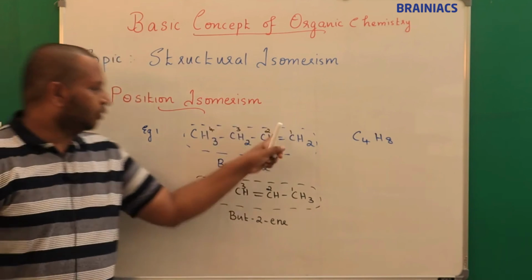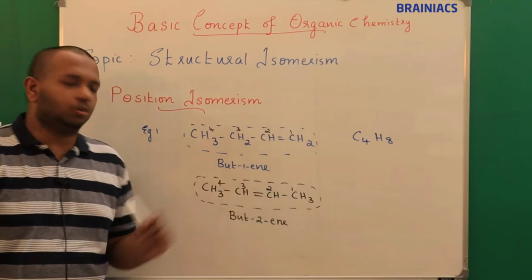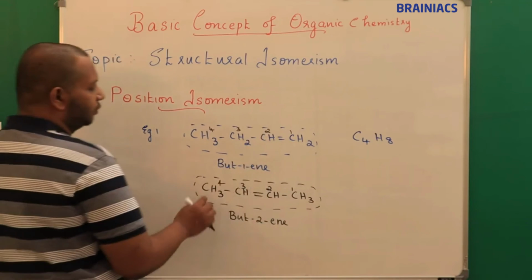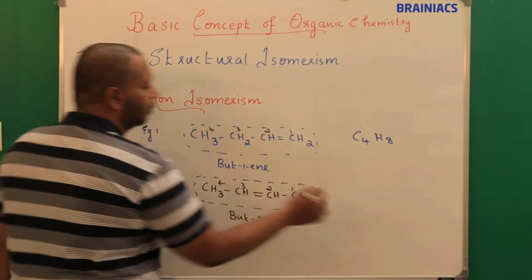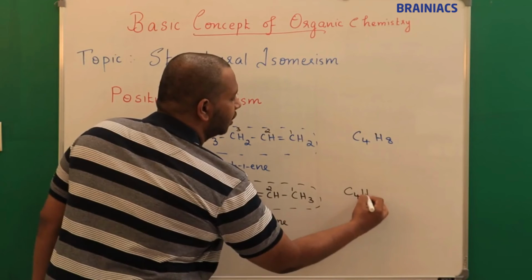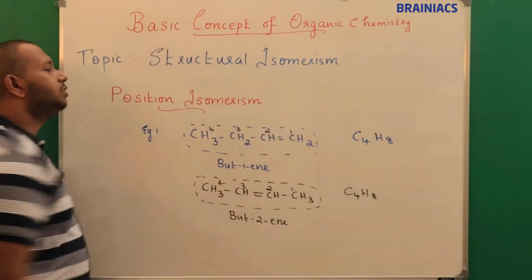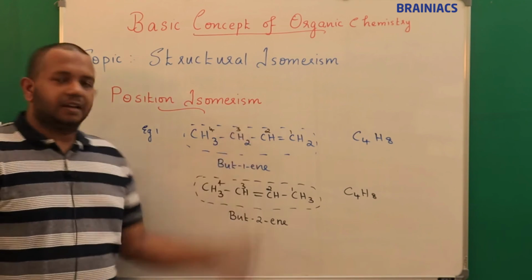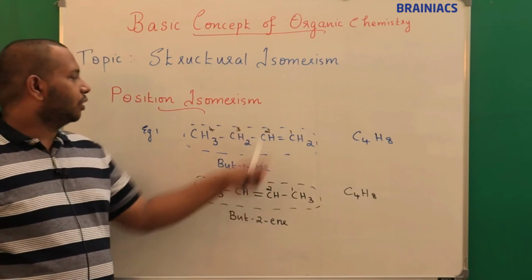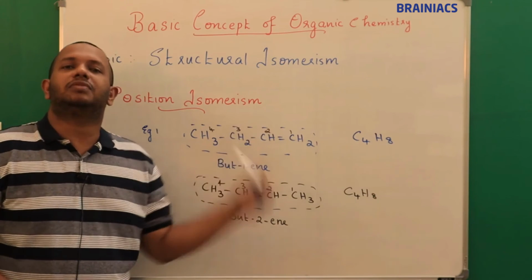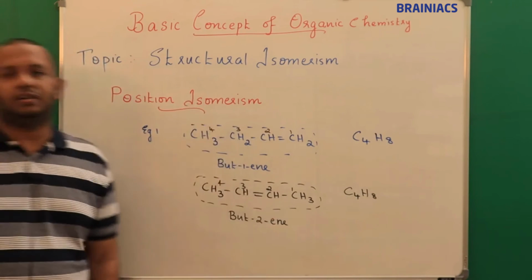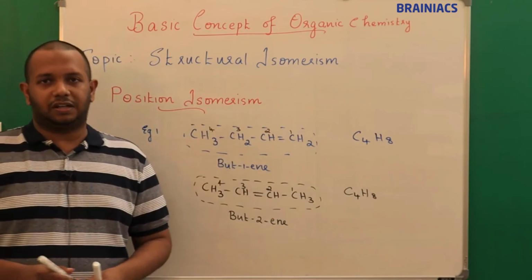So you can see the position of the double bond has changed from 1 to 2. So that means again if you see the formula, 1 2 3 4, C4H8. So both are having the same general formula, same parent carbon chain, but the position of the double bond is changing. Then this comes under the category position isomers. I hope it is clear for you.